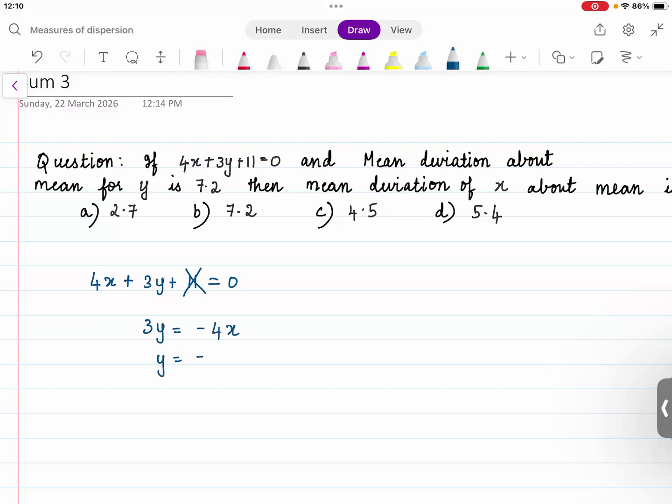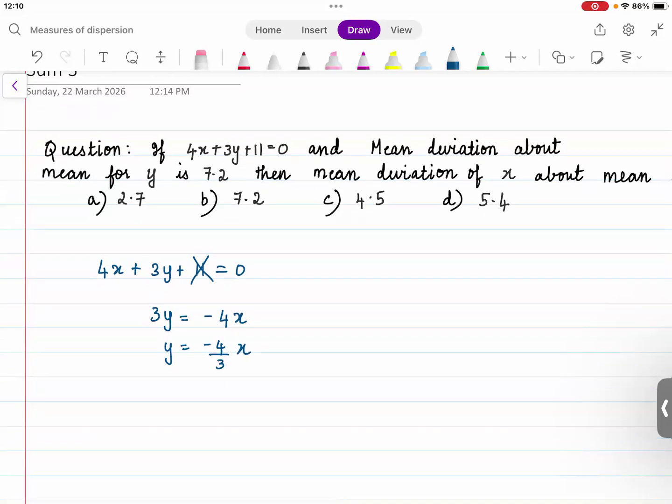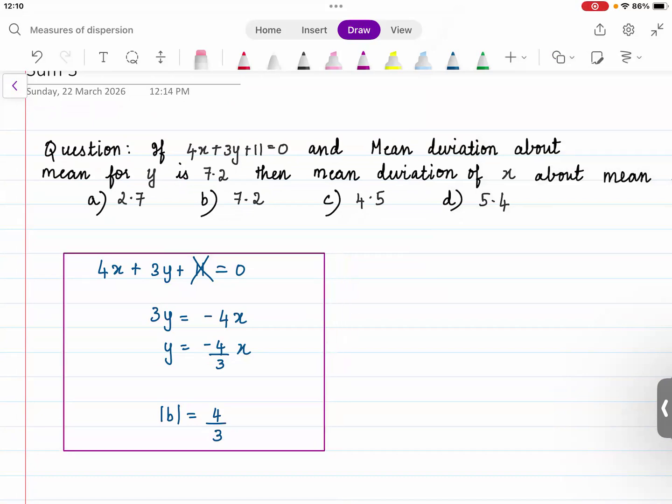Y is equal to minus 4 by 3x. Modulus b is the coefficient of x without the sign. So modulus b is equal to 4 by 3 here. So this is the first step.